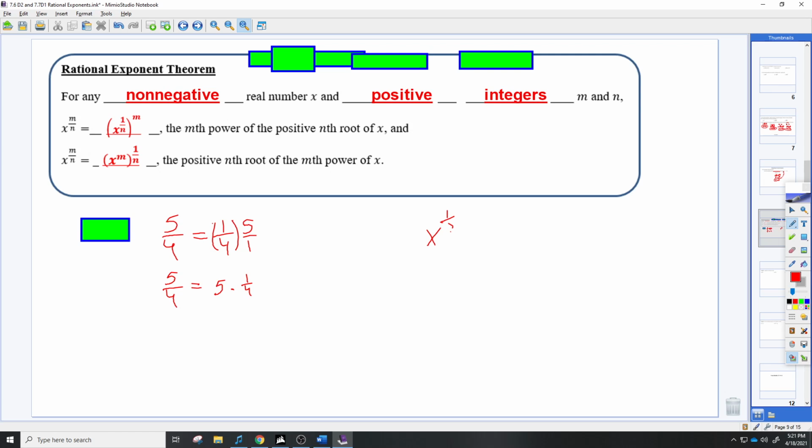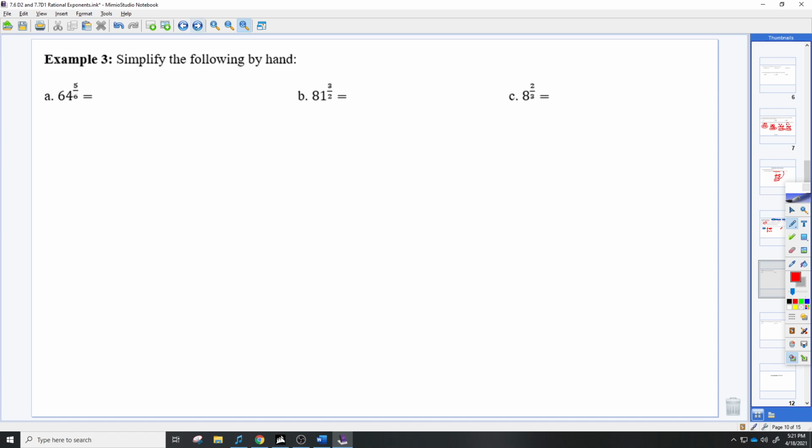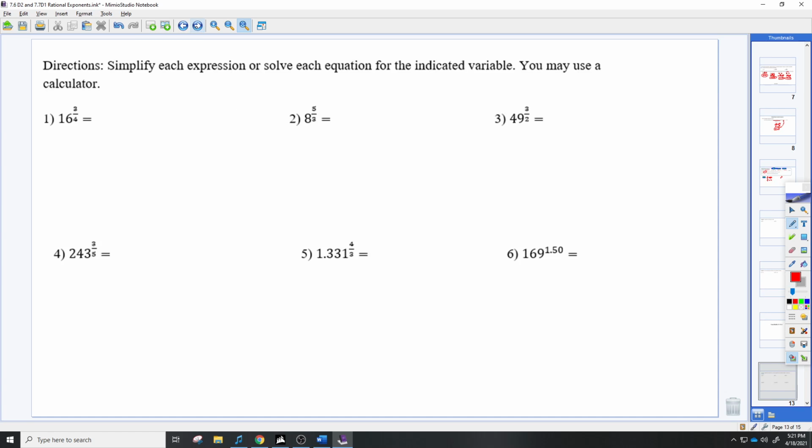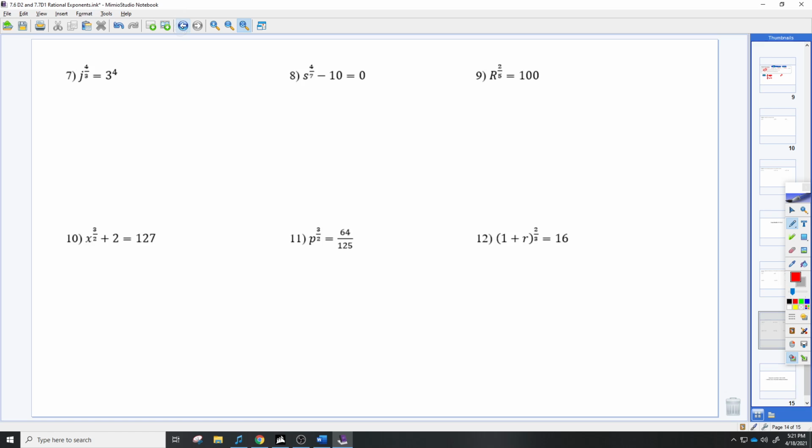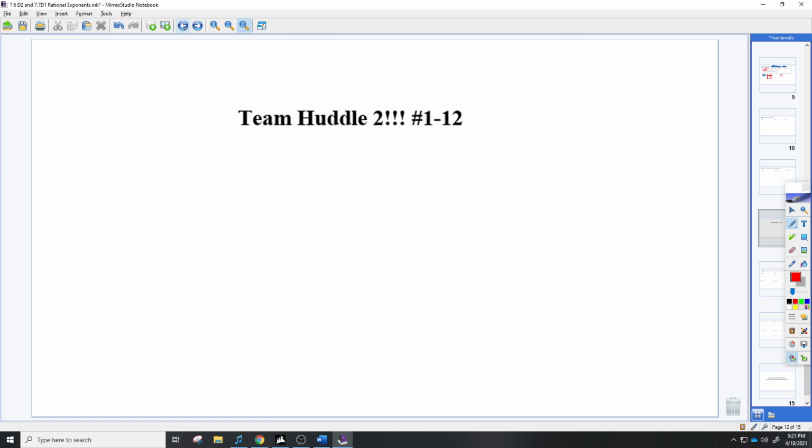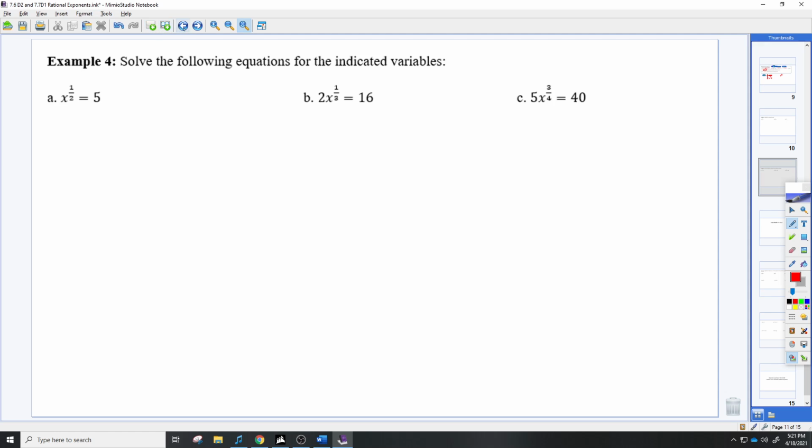So we're going to practice using probably this property the most. Not too often using the second one, but just know that they are the same thing, and you're allowed to do that, as long as you meet these requirements: non-negative real number and positive integers m and n. So we only have 2 examples left, and the rest are huddle. So I think I'll do a huddle or two with you as well.